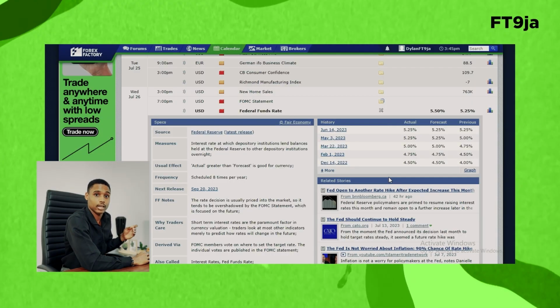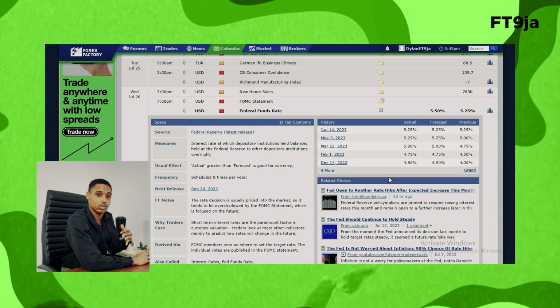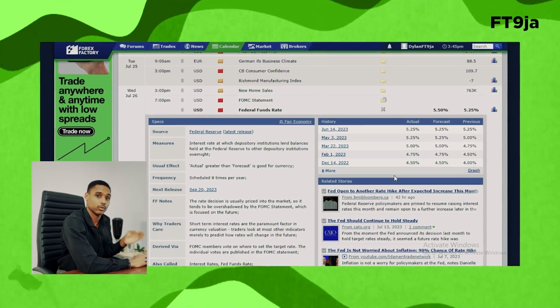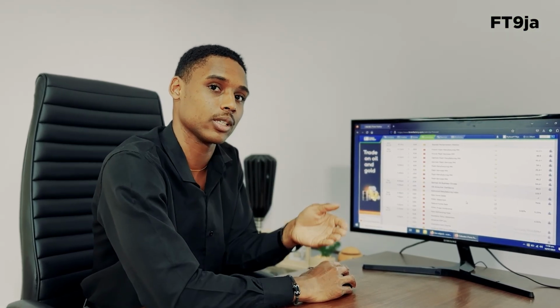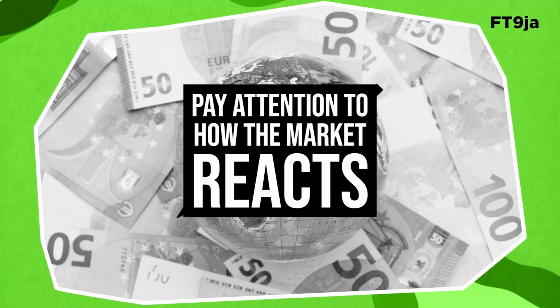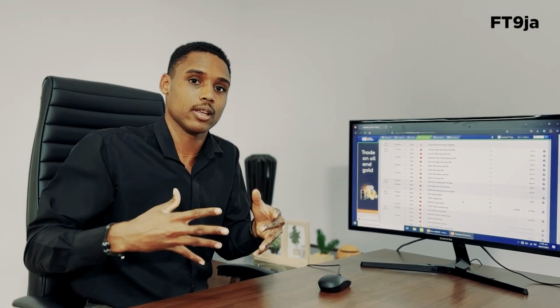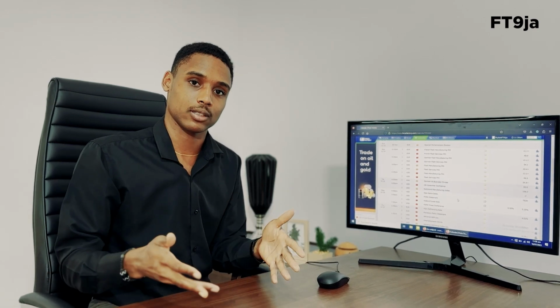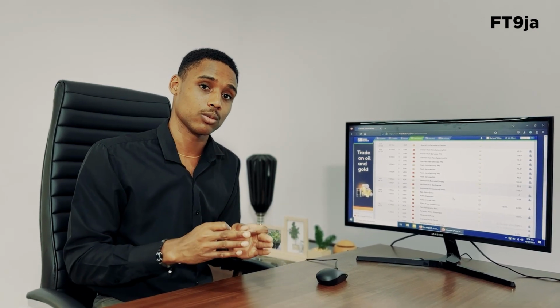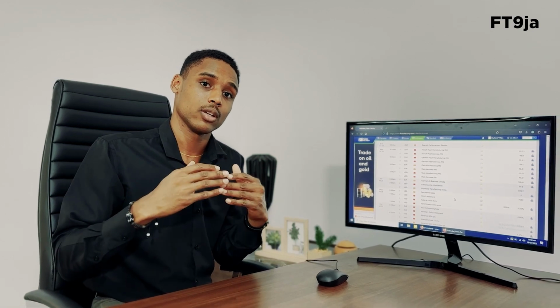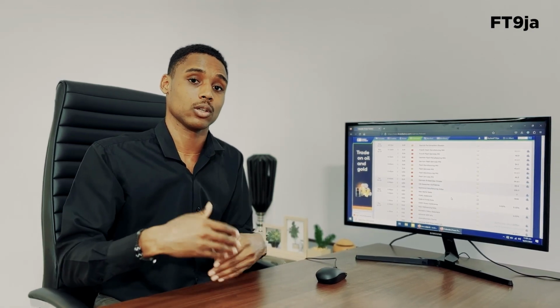So that's how you use the economic calendar in your fundamental analysis, taking note of the actual and the forecast. And then when the actual data is released, look at how the market reacts. Is the market reaction positive or negative? Is it what every other investor in the market was expecting? These things will help you to build your trading bias and make your decision on whether the currency is going to go up or down.